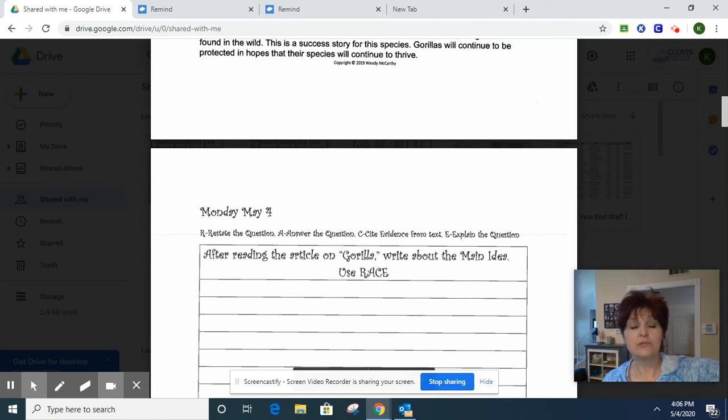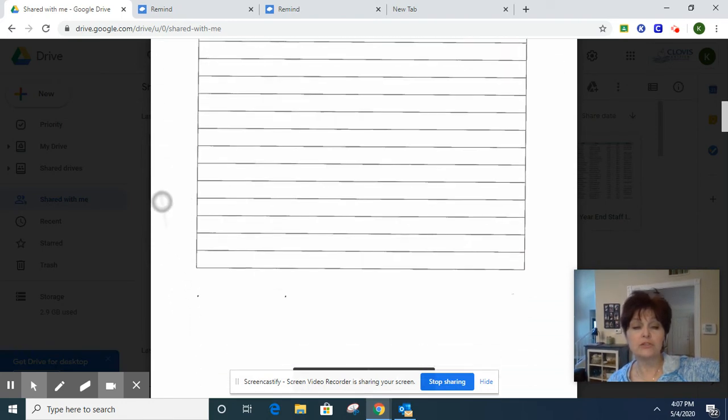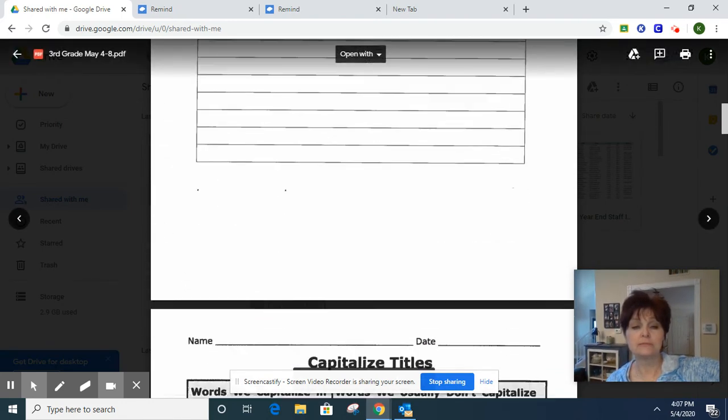And so now you're going to use evidence from the article. So if it's about gorillas, what do we learn about gorillas? You could tell me what they look like, how they're intelligent, and how they're becoming endangered. Those are 3 really good ideas that you could use to answer with. Cite the evidence from the text and then explain a little bit more. So you've got the full page, so try to use it all.